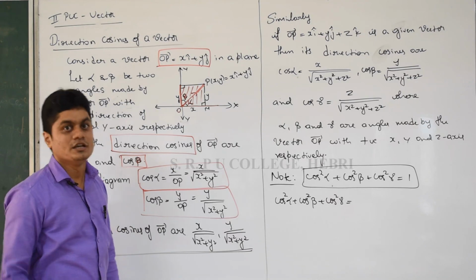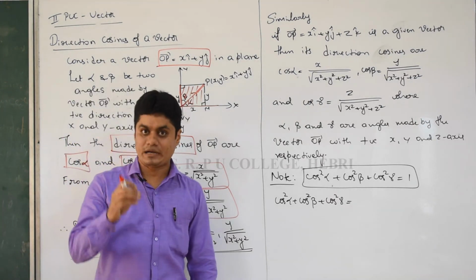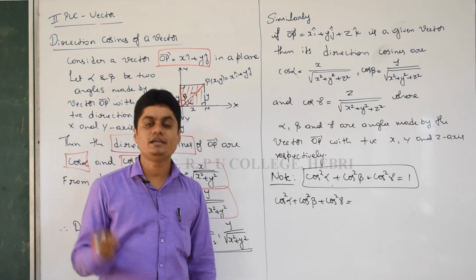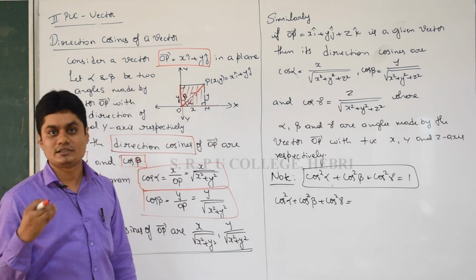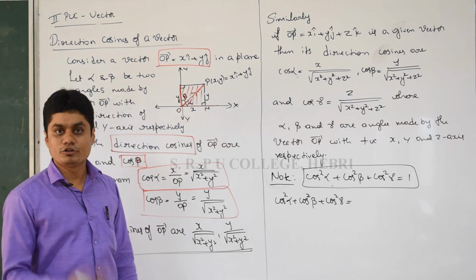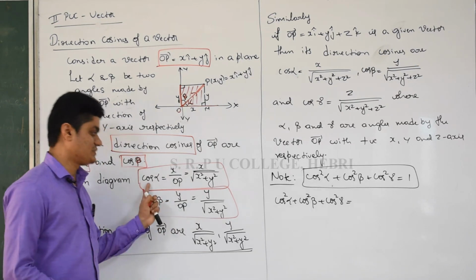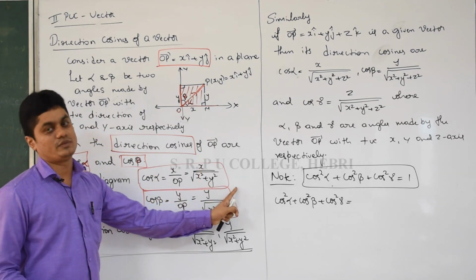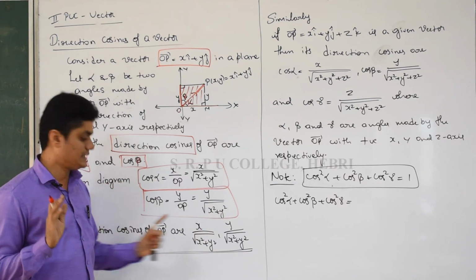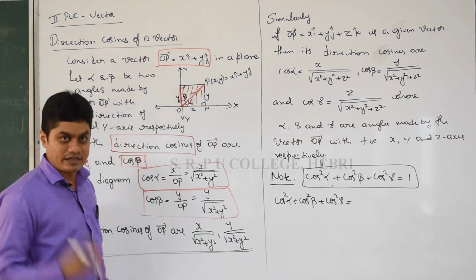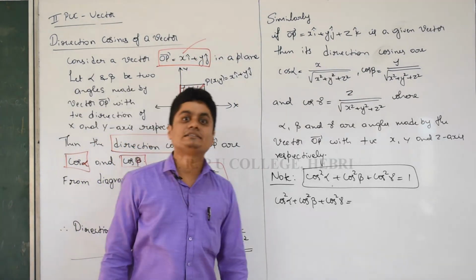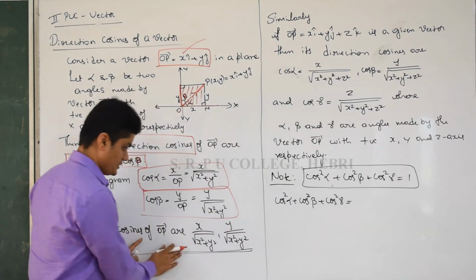Do you understand? So if alpha and beta are the two angles made by the vector along with the positive x and y axis respectively, then cos alpha and cos beta are called the direction cosines of that particular vector. When you know x and y, how to find the direction cosines? Say this: cos alpha is x by root of x square plus y square, cos beta is y by root of x square plus y square. So using these two formulas you can find out the direction cosines of a two dimensional vector xi cap plus yj cap as follows.